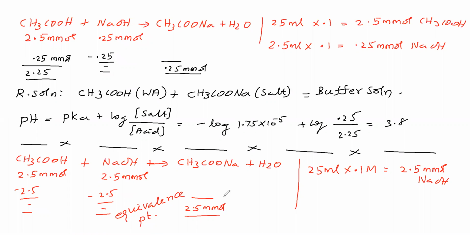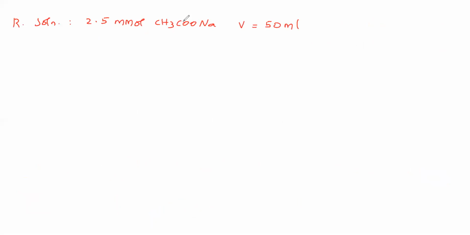In the resultant solution, sodium acetate is there. This sodium acetate has the anion acetate. Acetate anion is from a weak acid. Therefore, this anion can undergo hydrolysis. So, anionic hydrolysis means the resultant solution will be basic.